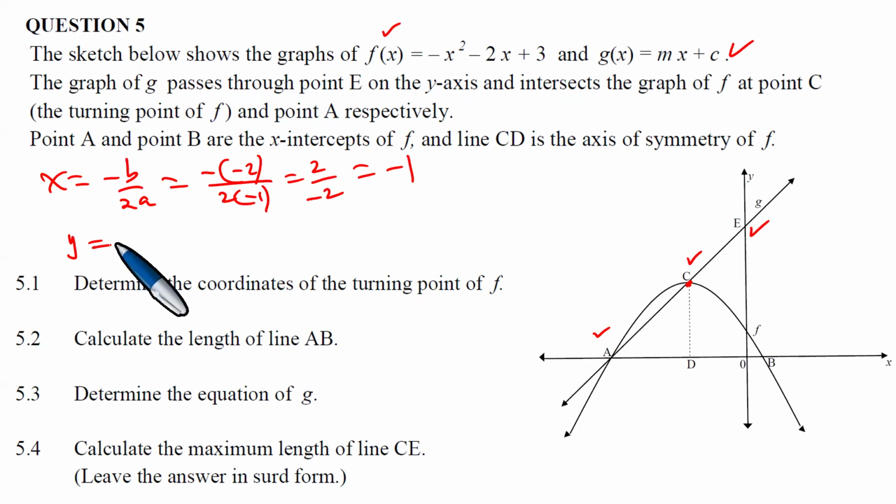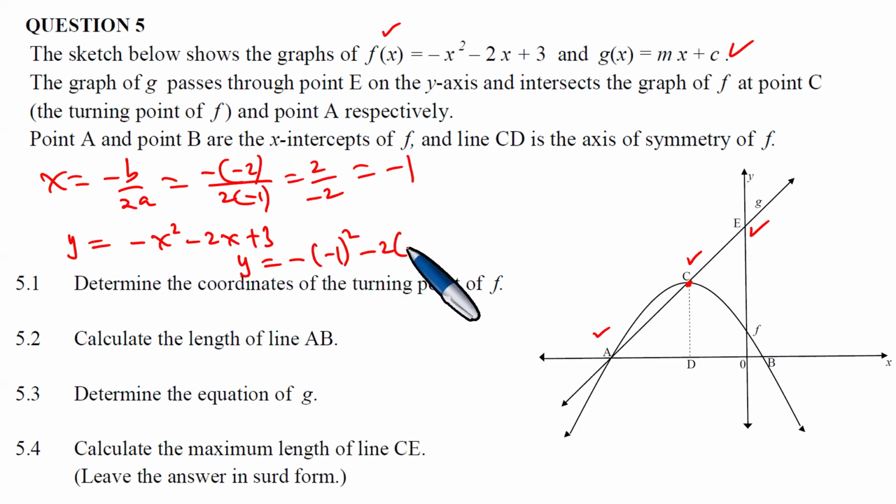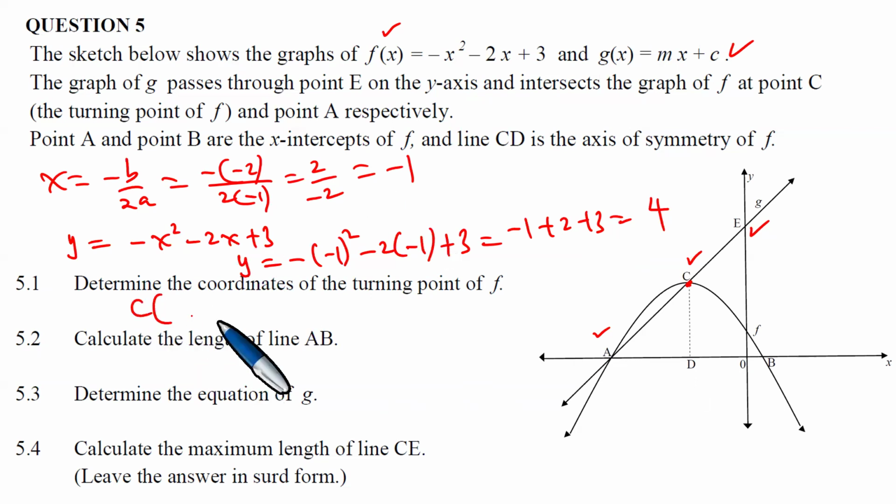So in the end, y equals minus x squared minus 2x plus 3, which means y is minus x squared, with x as minus 1, minus 2 into minus 1, plus 3. So what is the answer? If you square minus 1, you get 1, giving minus 1 plus 2 plus 3. This is 2 plus 3, which is exactly 5, minus 1, giving us 4. So the coordinates of the turning point are x equals minus 1 together with y equals 4.